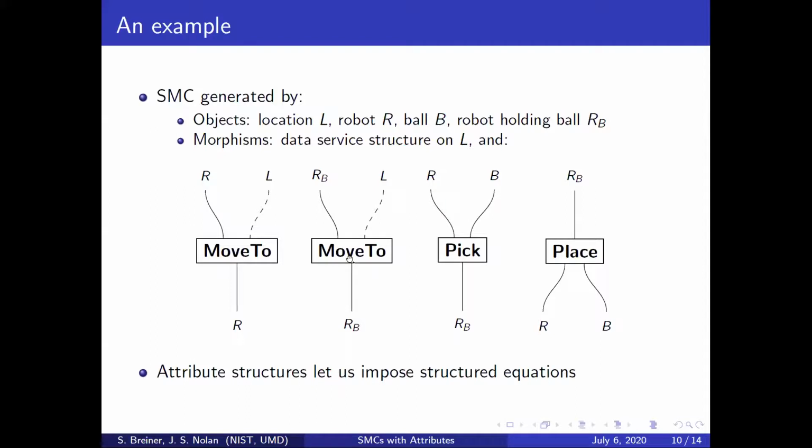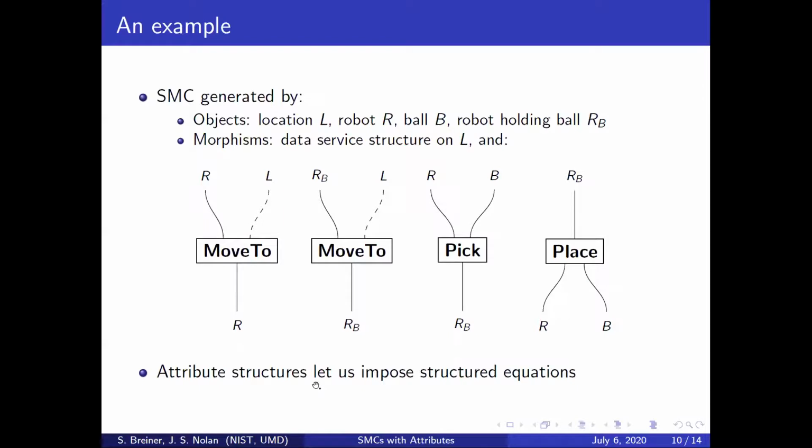So to formalize the example we've started off with, we can consider a symmetric monoidal category which is generated by a location, a robot, a ball, and a robot holding a ball. And the generator morphisms are a data service structure on the location, as well as morphisms letting us move the robot to a location, move a robot holding a ball to a location, have the robot pick up a ball, and have a robot holding a ball place the ball down.